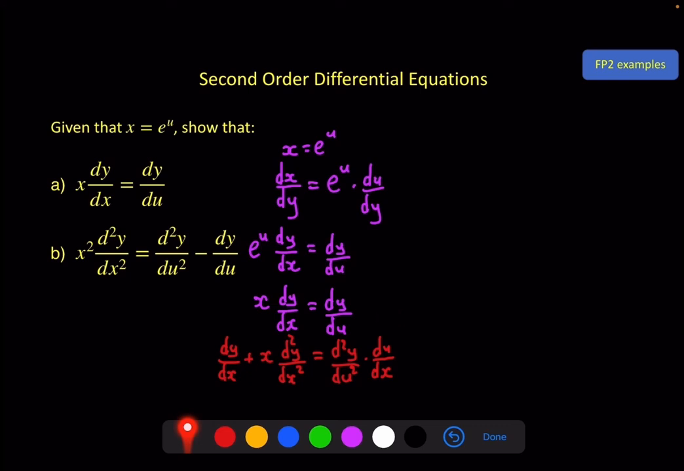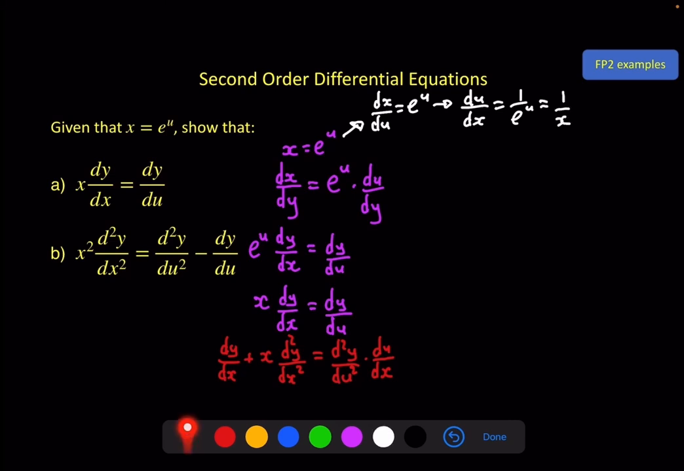I also don't want du by dx, and I don't yet have an expression for that here, but I do have an equation connecting x and u. So what I can do here is just differentiate this. Dx by du is equal to e to the u, and that gives me du by dx is equal to 1 over e to the u. And at various points through this process, I need to remember that x equals e to the u. So for example here, I can change this into a 1 over x.